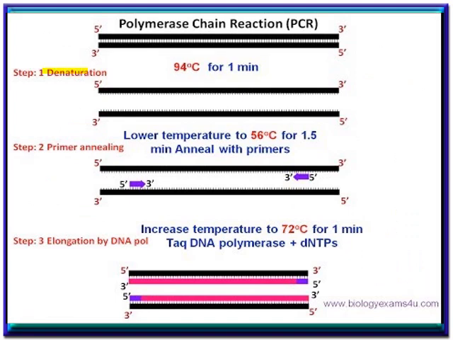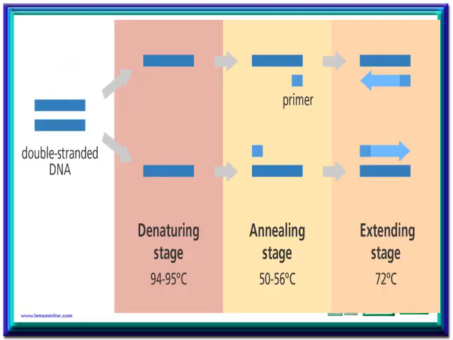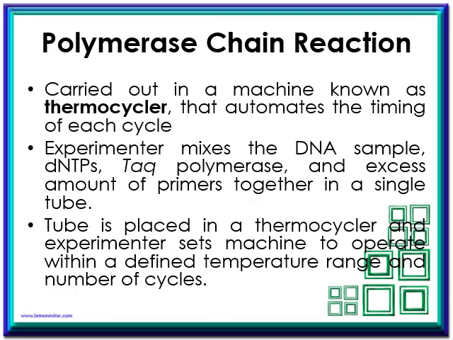So first, denaturation, 94 degrees for 1 minute, then annealing, lowering of the temperature, then elongation at 72 degrees Celsius. So yung double-stranded DNA, i-denature mo yon, ibig sabihin maghihiwalay. Tapos yung annealing stage, meron kang primer. Yun ay sa 5' at 3' na position. Tapos extending, or yung elongation.